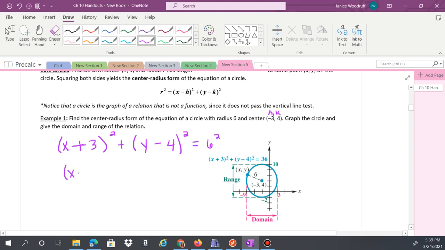Okay, so just keep in mind, if you're looking at an equation in this form, when you pull out the center, what are you going to do with the signs?